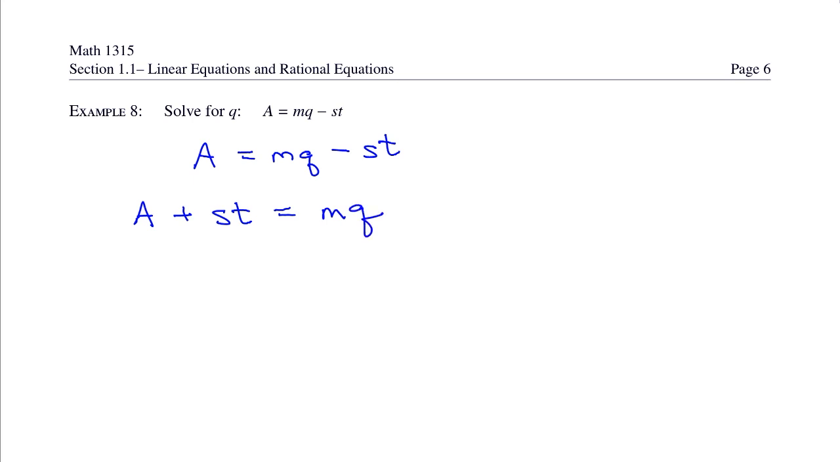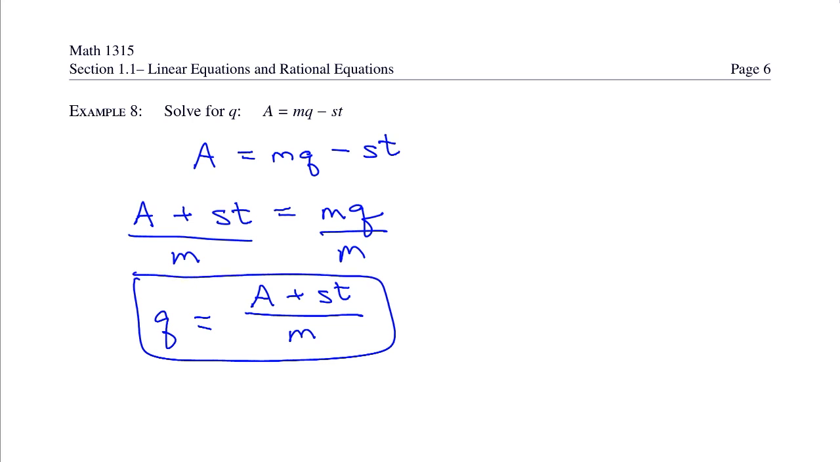And now to solve for Q, I see that it's being multiplied by M. To get rid of the M, I'll just divide by it. We divide both sides, and we get Q is equal to A plus ST divided by M. And the solution set for Q is the set of A plus ST over M.